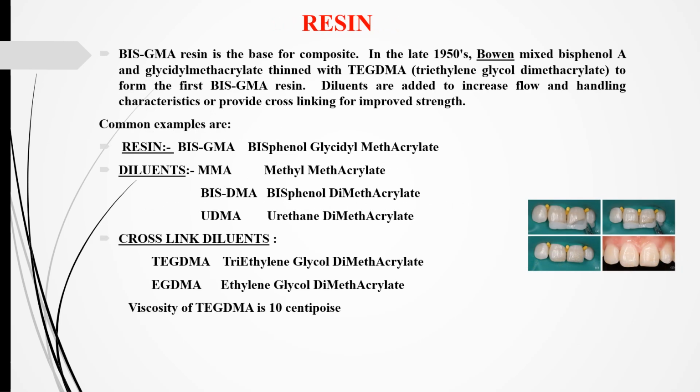Coming on to the resin component, BisGMA resin is the base for composite. In the late 1950s, Bowen mixed bisphenol A and glycidyl methacrylate, thinned with TEGDMA, triethylene glycol dimethacrylate, to form the first BisGMA resin. Diluents are added to increase flow and handling characteristics or provide cross-linking for improved strength. Common examples include BisGMA for the resin component, diluents MMA, BisDMA and UDMA, and cross-link diluents TEGDMA and EGDMA. Viscosity of TEGDMA is 10 centipoise.